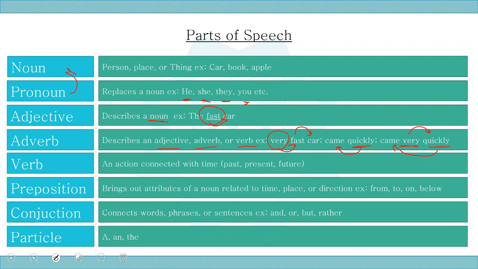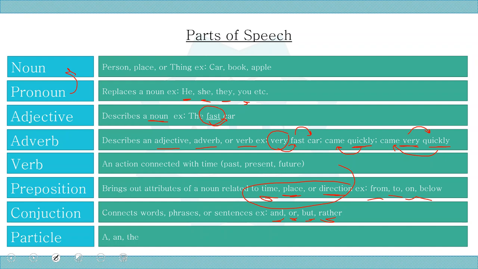So a verb is an action that is connected to time: past, present, and future. Preposition, conjunction, particle. A preposition is basically a word that brings out attributes of a noun related to time, place, or direction. So from, to, on, below. This is the key right here: time, place, direction. Conjunctions are basically words that connect sentences, phrases, or words together.